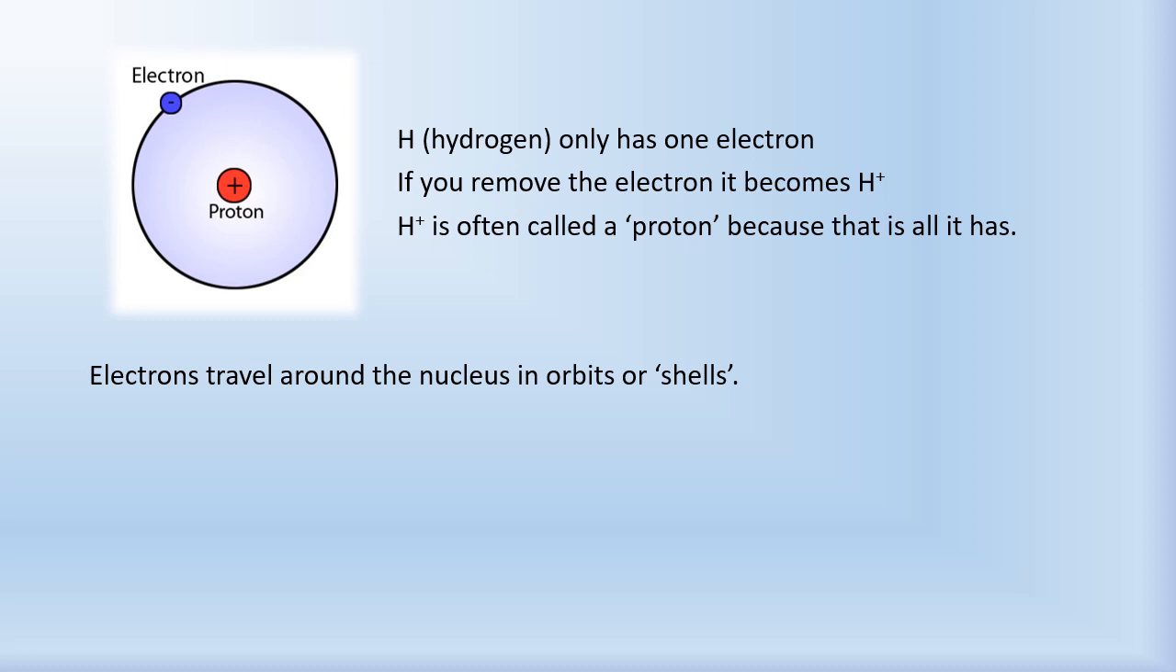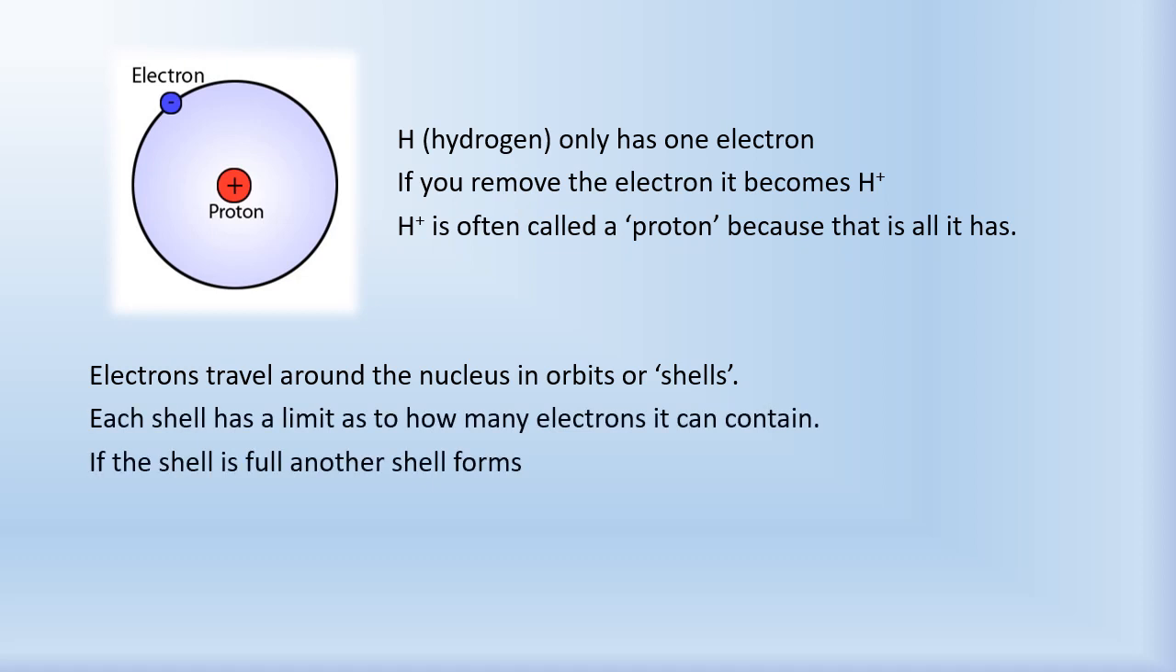Electrons travel around the nucleus in orbits or shells. Each shell has a limit as to how many electrons it can contain. The closest to the nucleus can only contain 2 electrons. The next shell can hold 8, and then the next one 18, and so on. So as the shells fill up, another shell forms.